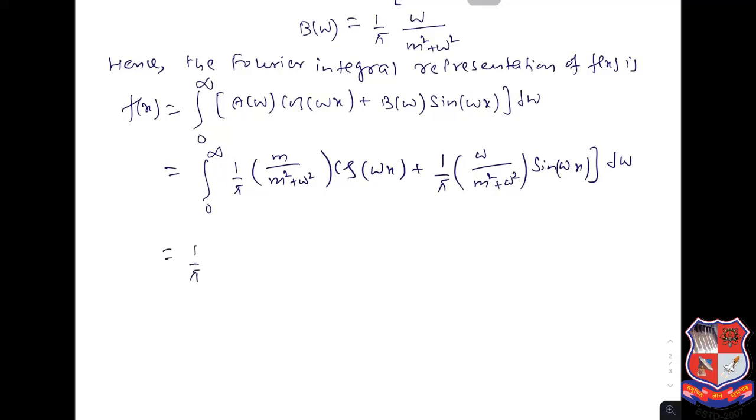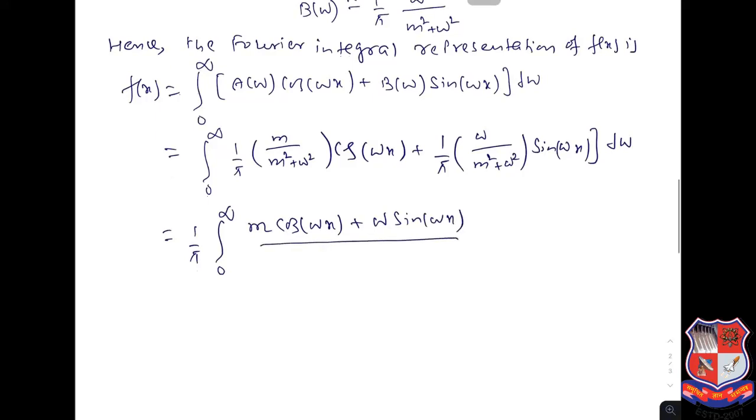this is equal to 1 over pi, integration 0 to infinity, m cosine omega x plus omega sine omega x, over m square plus omega square, d omega. So that is the Fourier integral representation of f(x).